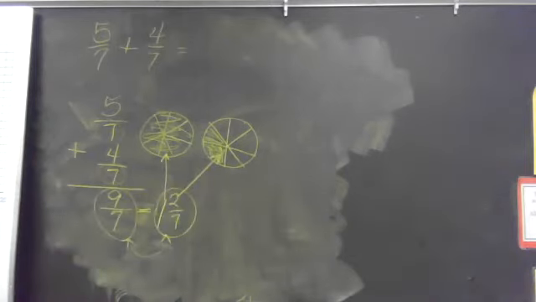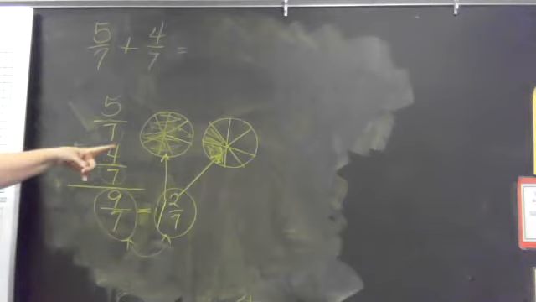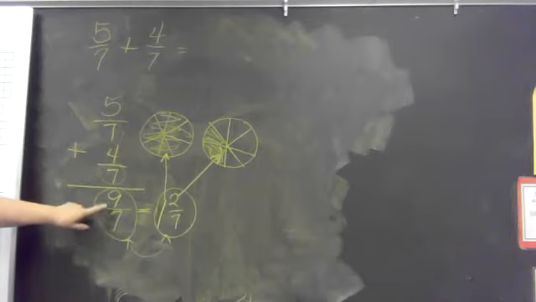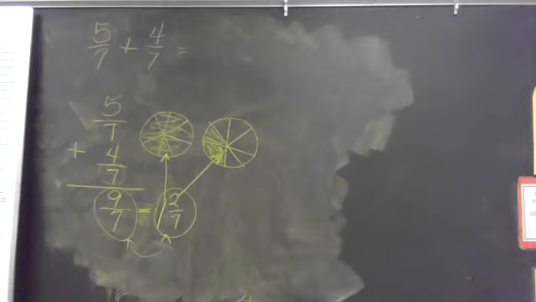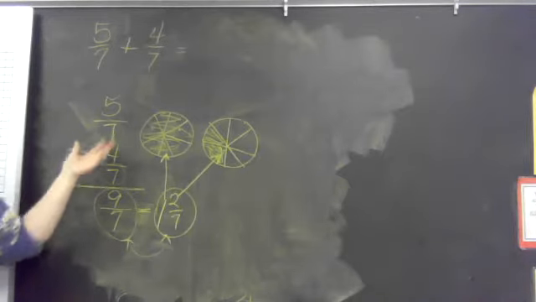Do y'all see? Okay, so if you are a picture person, this is what it means with the pies, that 9 sevenths went over one whole pie. And then we got some more pieces in the next one. Everybody good with this? Okay.